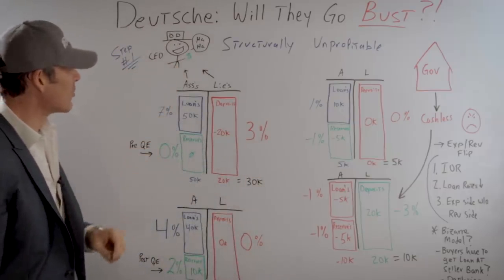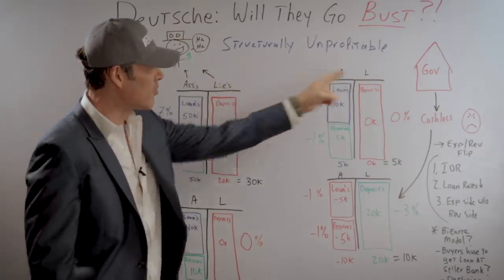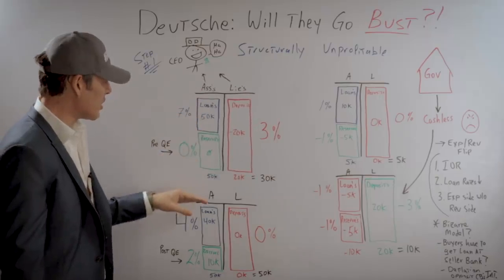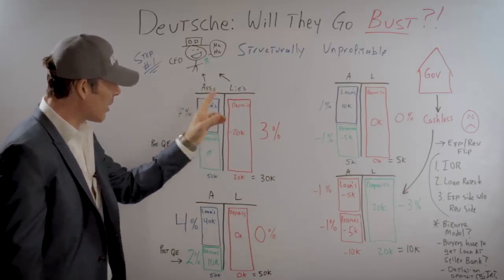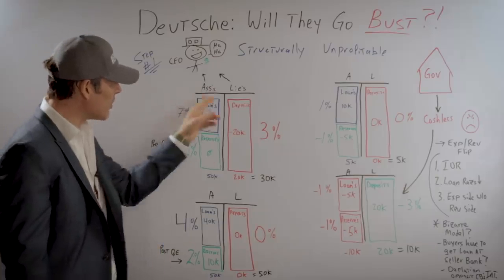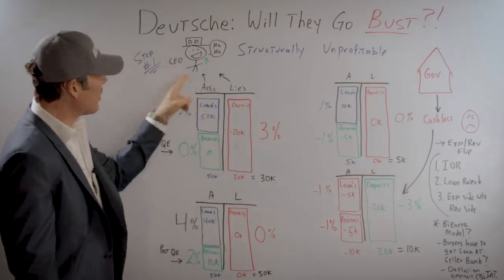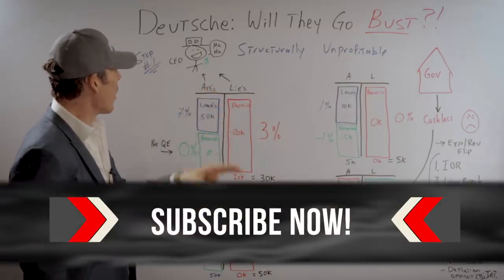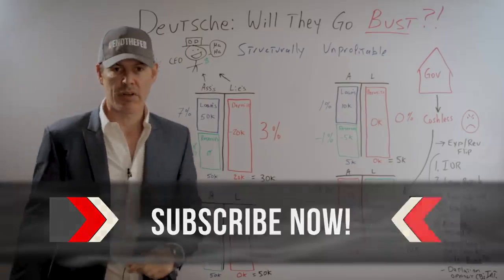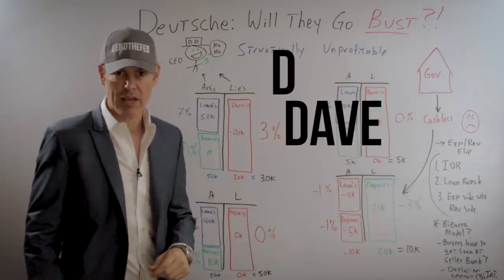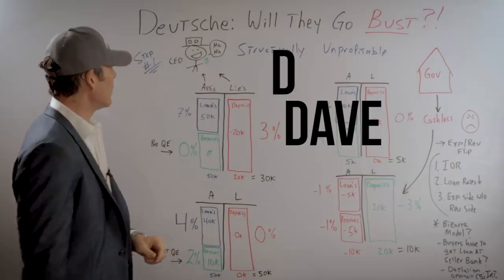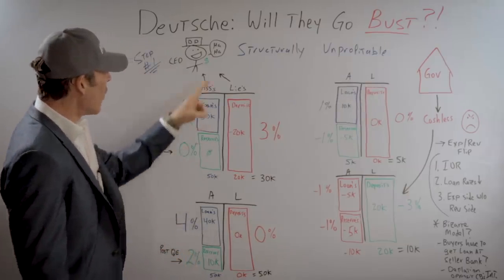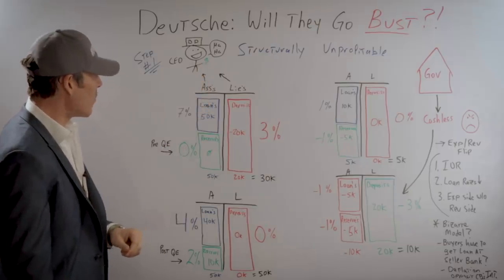Step number 1, Deutsche Bank is structurally unprofitable. How does this work? We've got the typical bank balance sheet, assets on the left, liabilities on the right. And I've abbreviated that because most of the big bank CEOs are asses and they lie all the time. Our bank CEO in this example is Double D, Diamond Dave. And Diamond, of course, is spelled D-I-M-O-N. He is laughing all the time because he is making so much money.